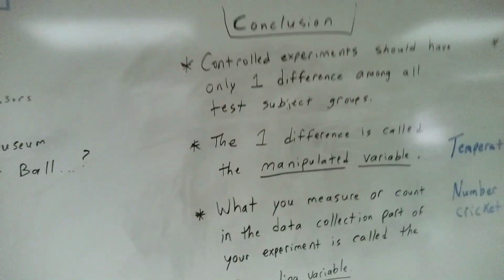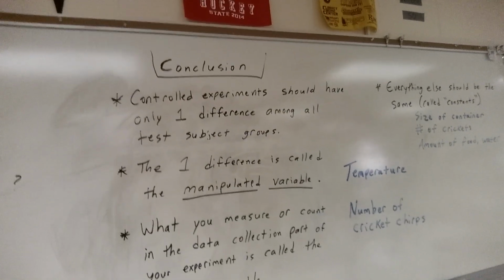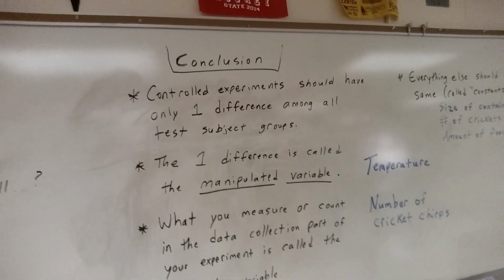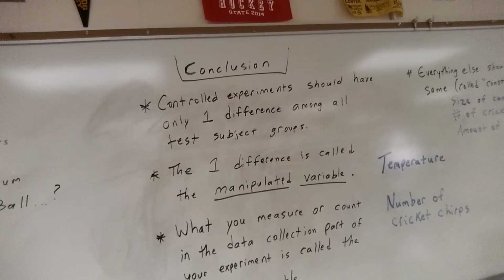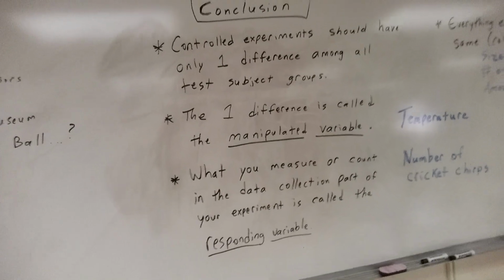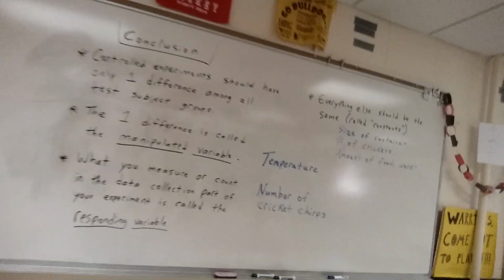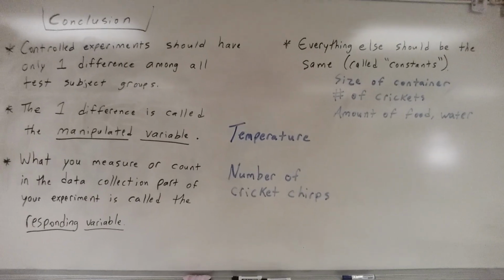All right, so here's a section of notes. Hopefully you can read that. If not, I will attach a picture here to this lesson, but controlled experiments should have only one difference among all test subject groups. Okay, that difference is called the manipulated variable. That's a term you're going to want to know. So in this case, the manipulated variable is temperature. All right, that's the one thing that we want different between each of our Cricut containers.